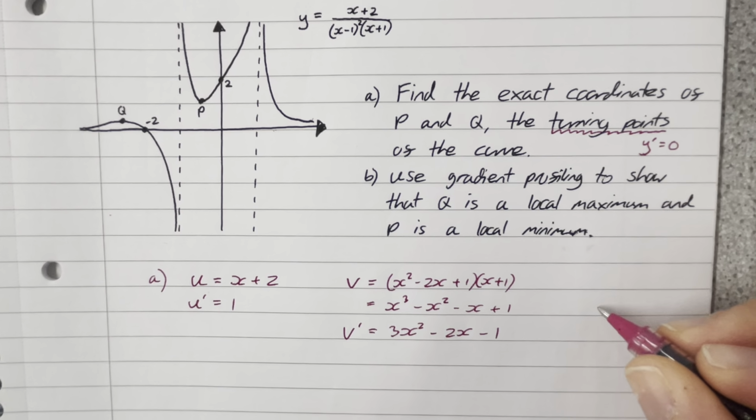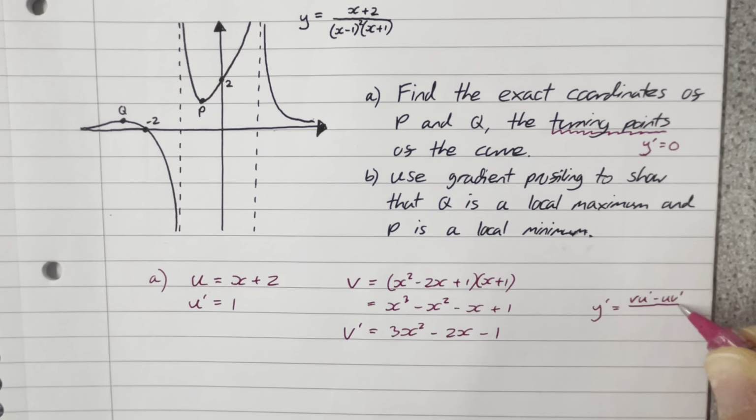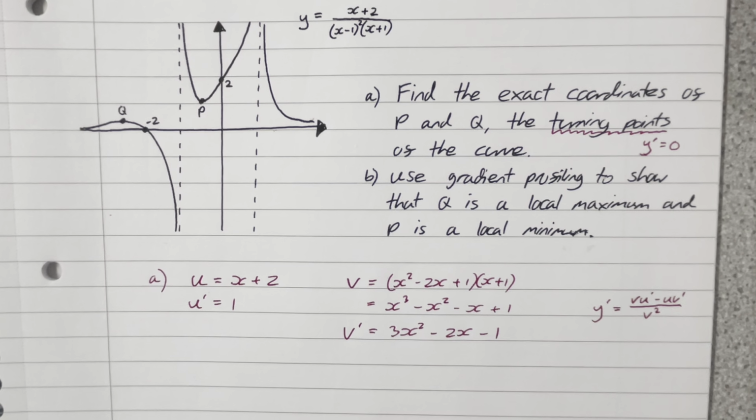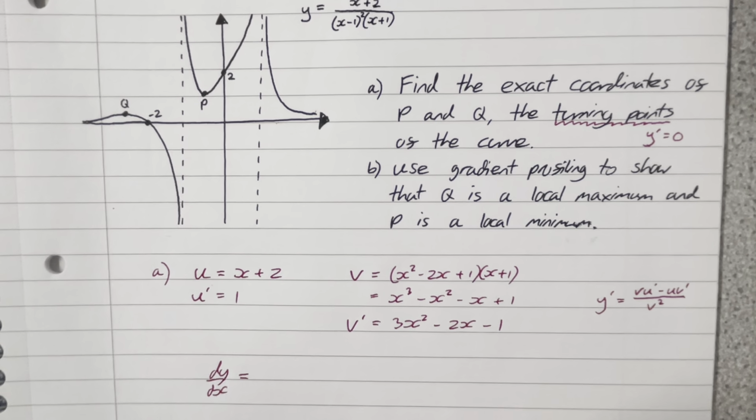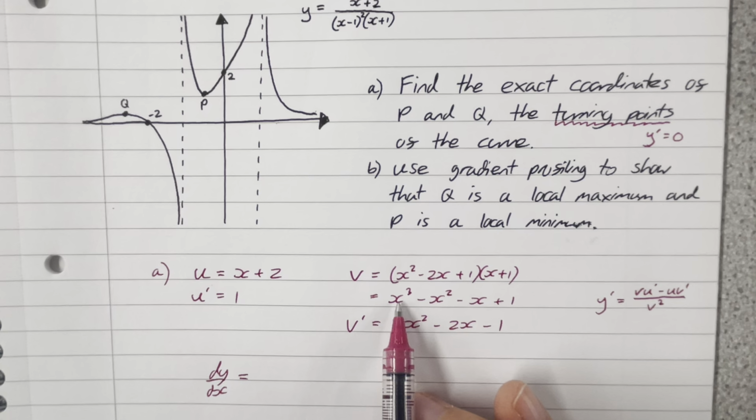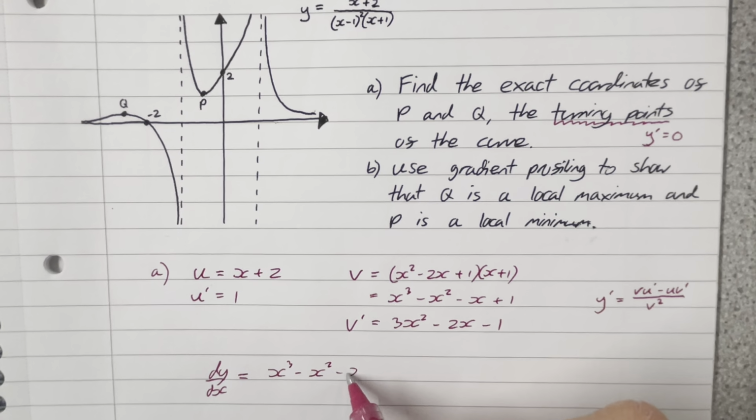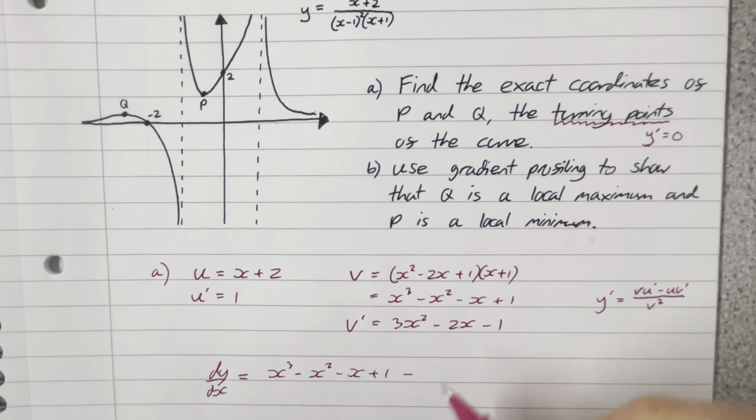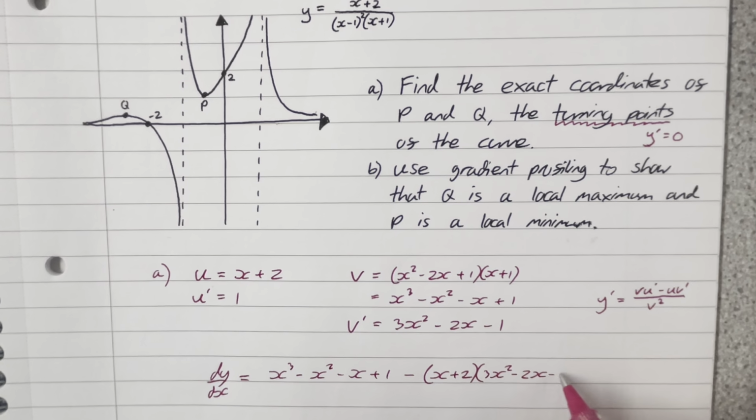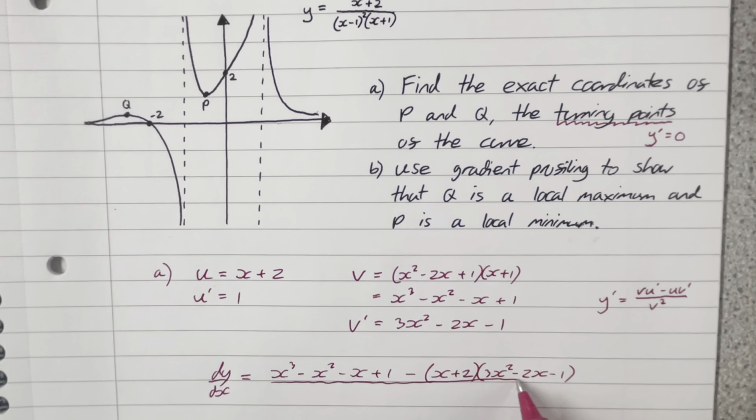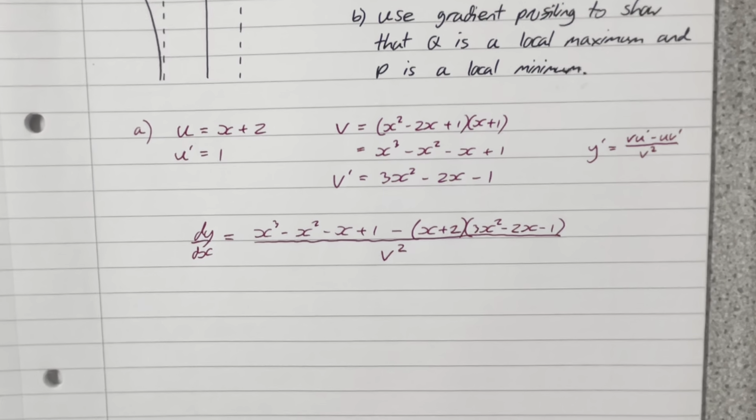The quotient rule is given in the formula book. y primed is going to be v u primed minus u v primed all over v squared. Okay, that's in the formula book. So I'm going to get dy by dx equal to v u primed, so that's going to be v times 1, which is just v. So that's x cubed minus x squared minus x plus 1 minus u v primed, which is going to be x plus 2 times 3x squared minus 2x minus 1. So all divided by, I'm just going to put v squared for now, because I've got some tidying up to do on the top first.